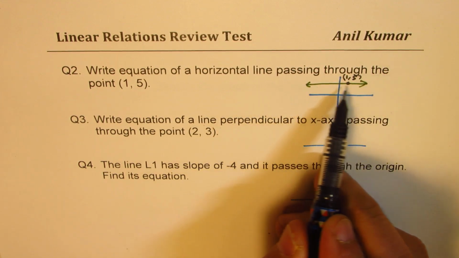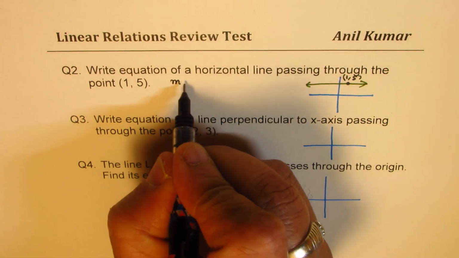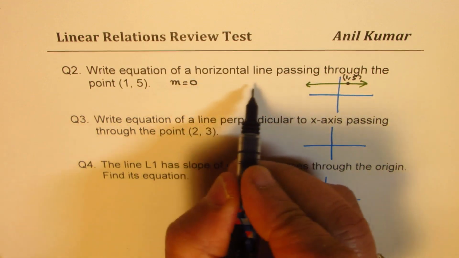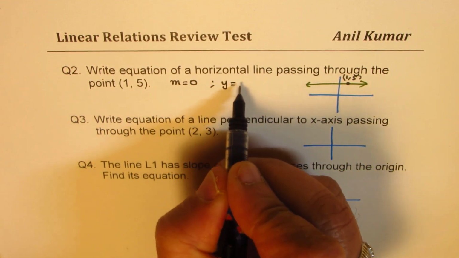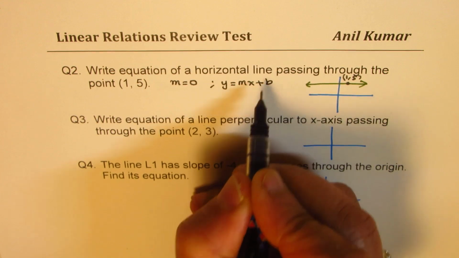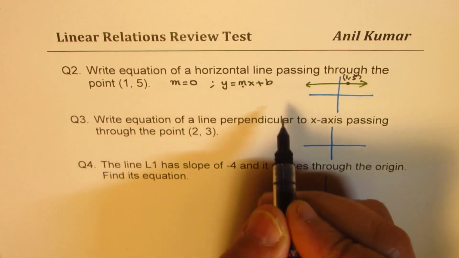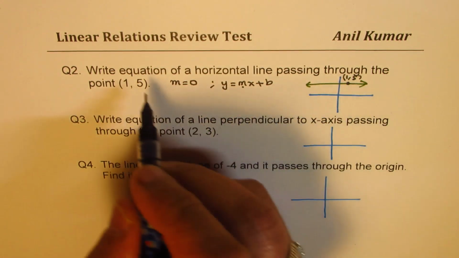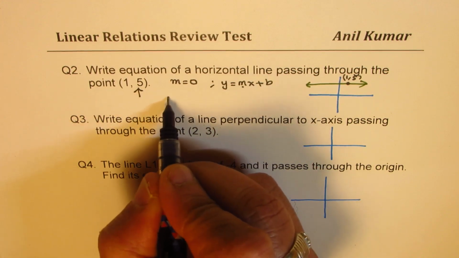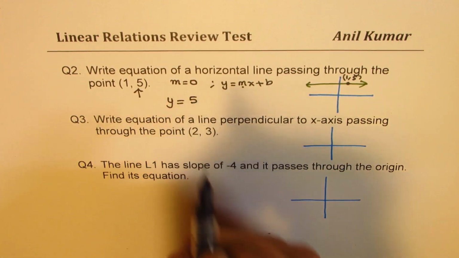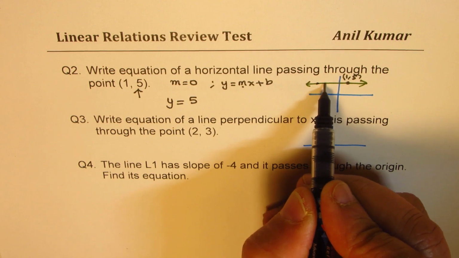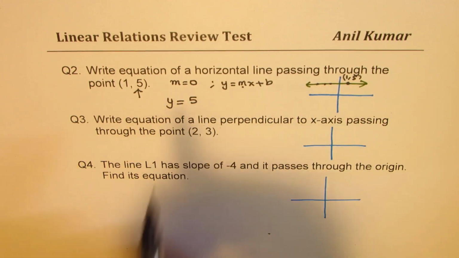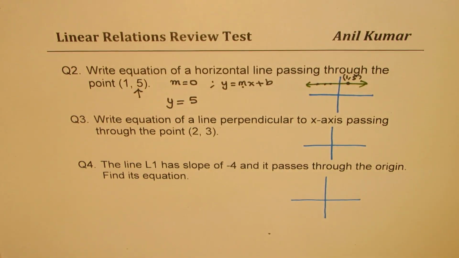Now since it is a horizontal line, we know slope m is equal to 0. So if you use the equation y equals mx plus b, m is 0, so y equals b. So we have to look at the y coordinate. The y coordinate is 5, so the equation is y equals 5. Every point on this line has a y value of 5, and that is how we get this equation. Is that clear?